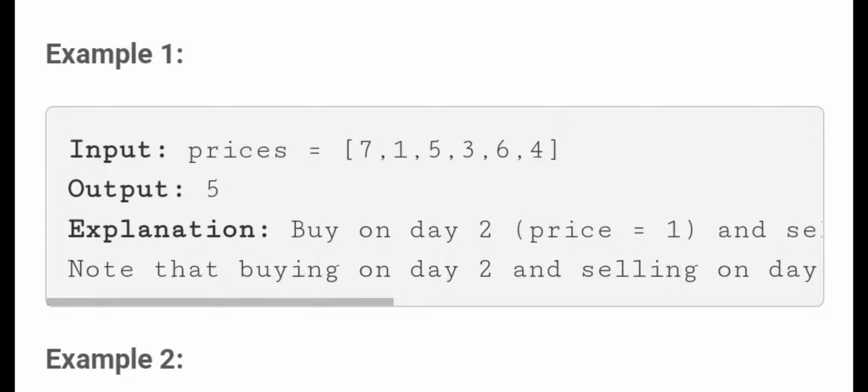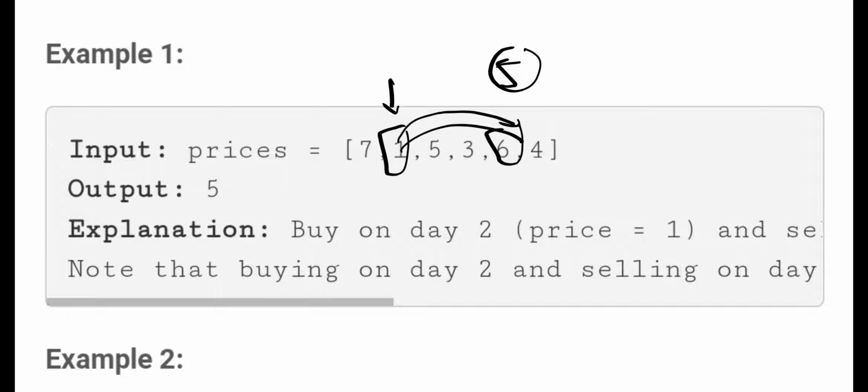Now what you are supposed to do is find out what day I can buy and what day I can sell, so that I can get the maximum profit. So basically I have to search for the minimum element in the leftmost part, and after that the highest element which I can find here. The subtraction between 6 and 1 is 5. That's the maximum profit, which is my output.